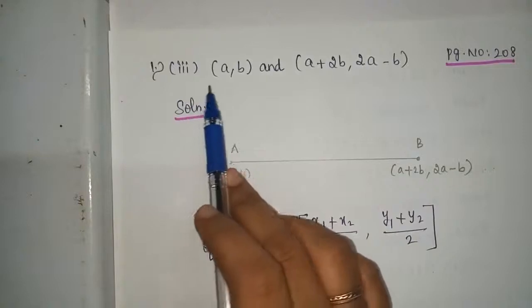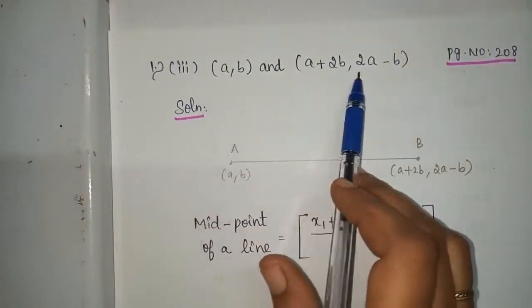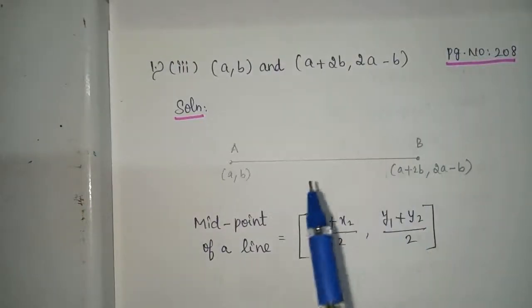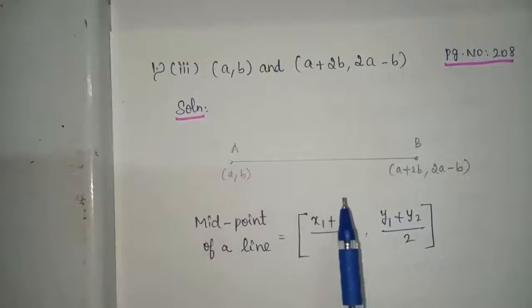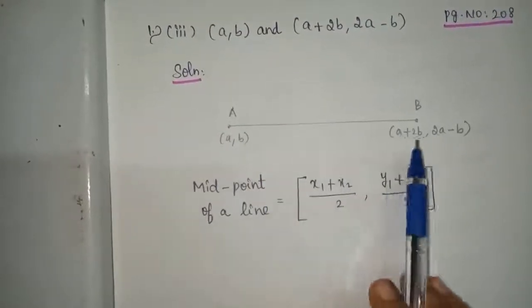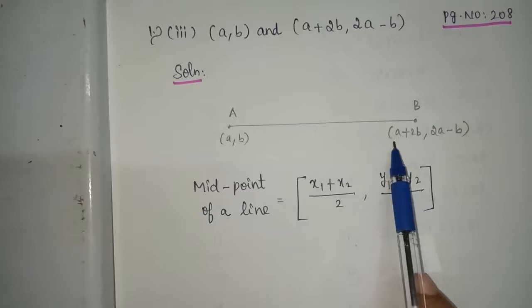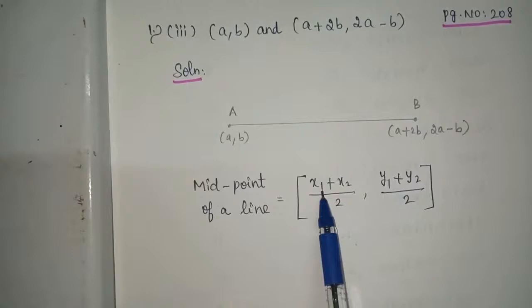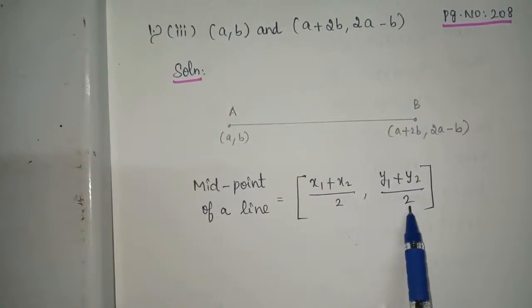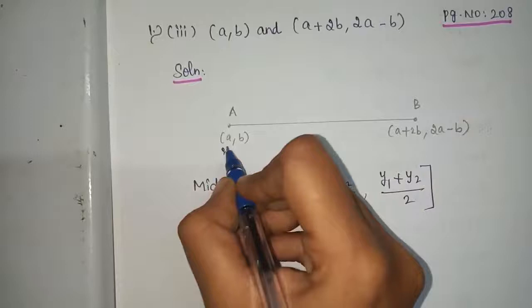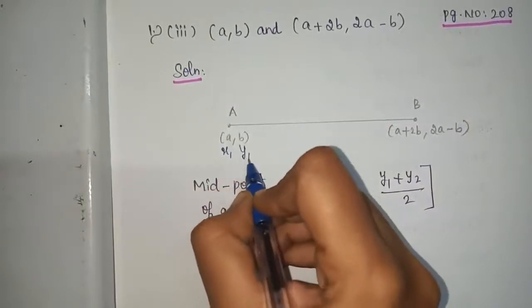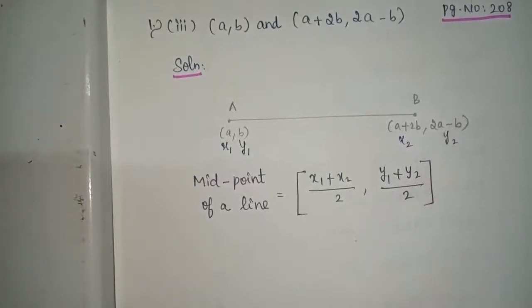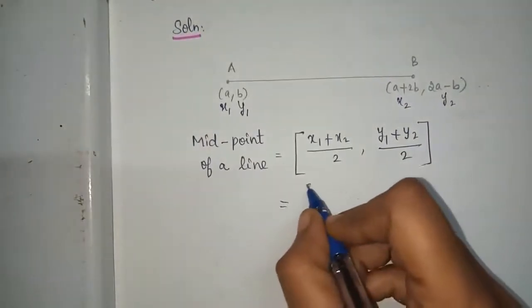Problem number 1, third subdivision: A comma B and A plus 2B comma 2A minus B. This also belongs to the same page number 208. So you are going to find the midpoint of the 2 points. This is the line AB, where one point is A comma B and the other is A plus 2B comma 2A minus B. The midpoint formula is x1 plus x2 by 2 comma y1 plus y2 by 2. Here x1 is A and y1 is B, x2 is A plus 2B, y2 is 2A minus B. Substitute the values in the formula.